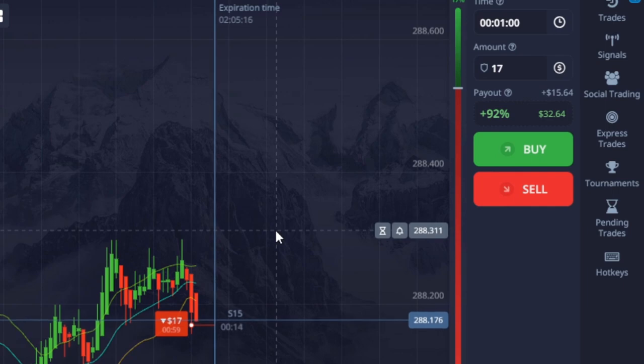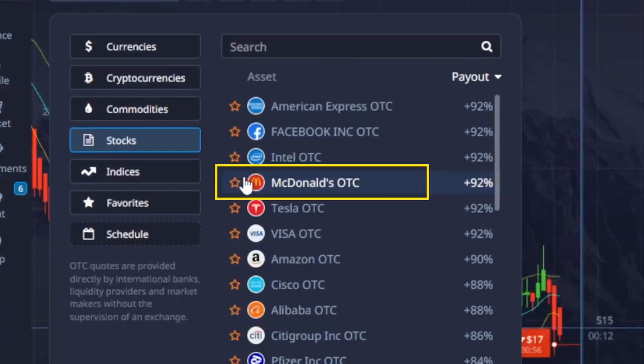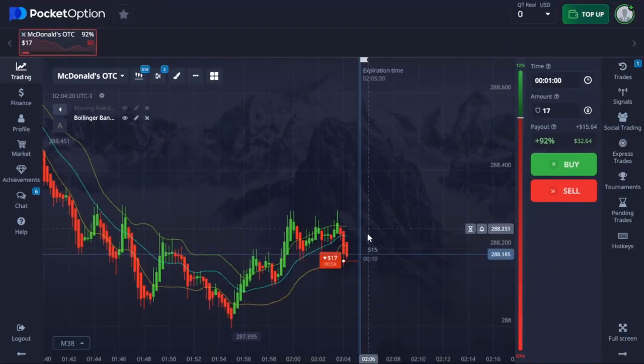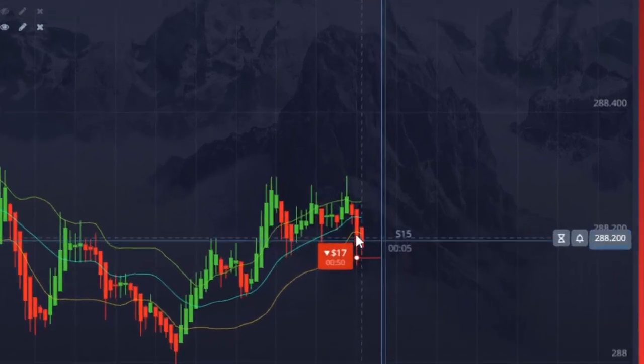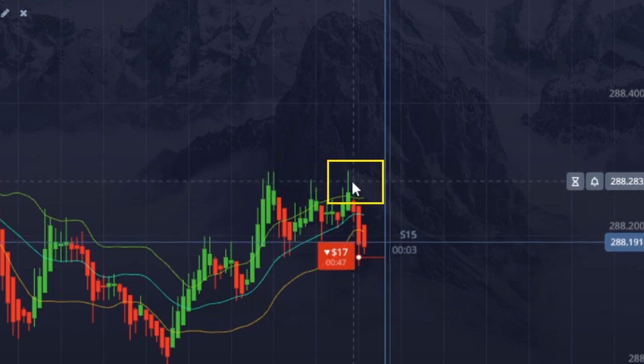Here we have an entry on McDonald's to the downside. Why to the downside? We see a strong downtrend with the price consistently failing to break the average, indicating a good opportunity to enter a bearish position.